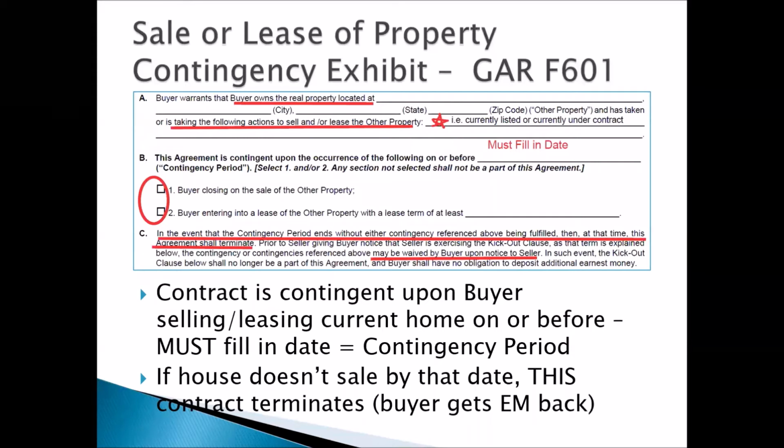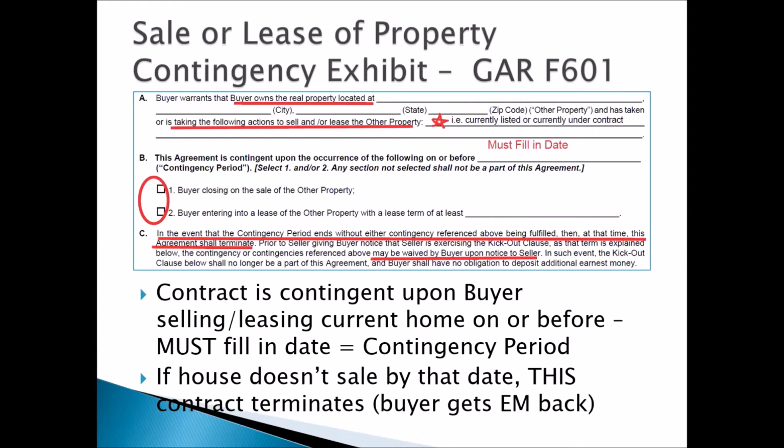Okay, for the contract dissection classes, I don't recall off the top of my head. You'll have to look at the calendar like I just showed you. So you have to fill in a date, and that date is the contingency time frame period. And it's either contingent on the buyer closing on the sale of their other property or entering into a lease. Most often we see that a buyer has to close on their current property.